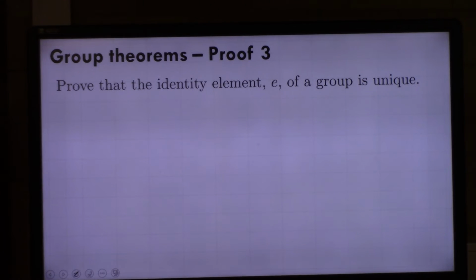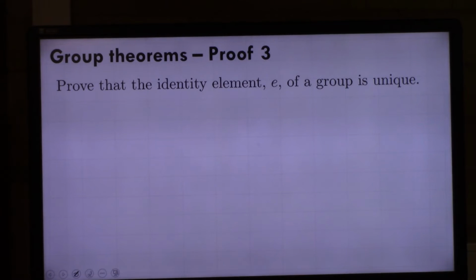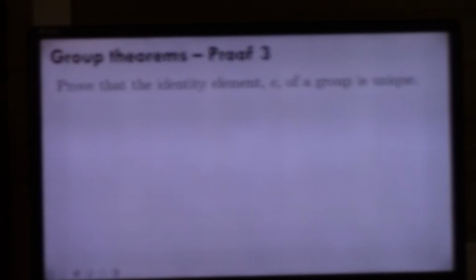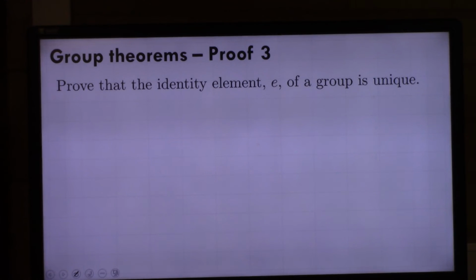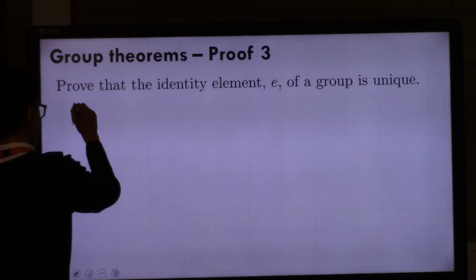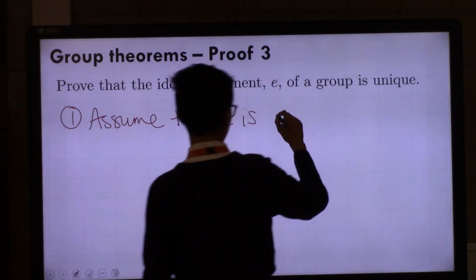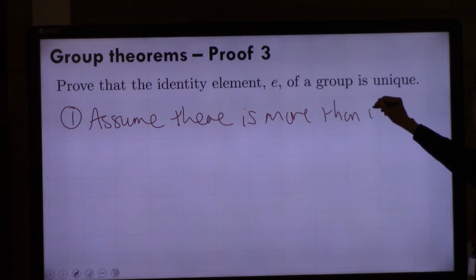Last one. So proving that the identity element of a group is unique, so there's only one identity element E. First, have you seen proof by contradiction before? Right, so you assume that something different is true, and then you can find the contradiction. That means that the original statement was false. So can anyone give me a statement we can say to begin with that contradicts this statement? There is more than one identity element in each group. Perfect. So our first step is: assume there is more than one identity element.